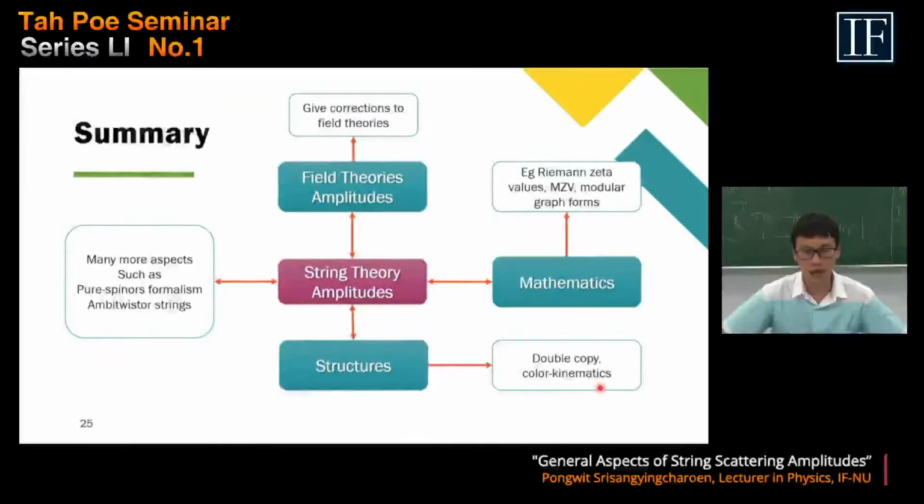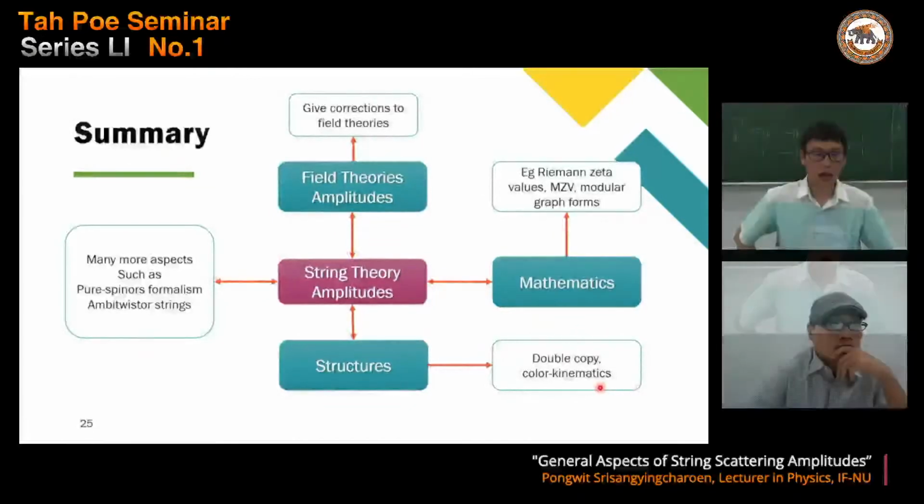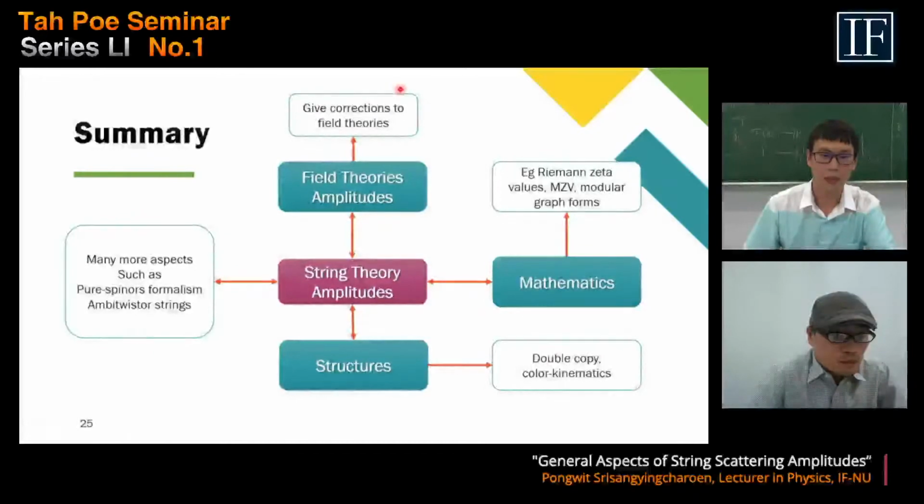Okay, let me finish the talk by giving you some summary. The basic idea that I would like to express here is that there are many areas in string theory amplitudes that are very interesting. First of all, they can be related to field theory amplitudes directly in the field theory limit, or alpha prime goes to 0. And apart from that, they can give you some corrections to the field theory according to string theory.